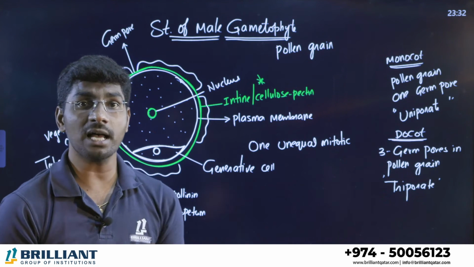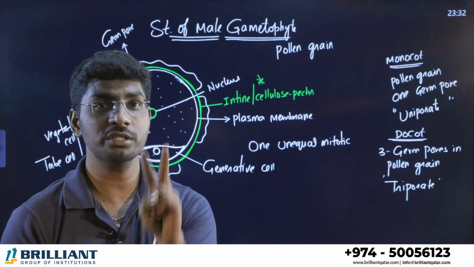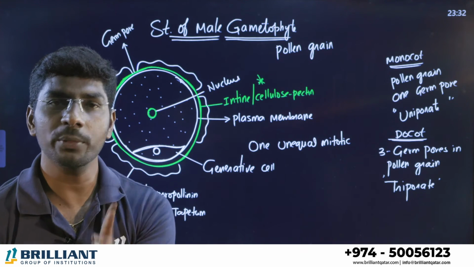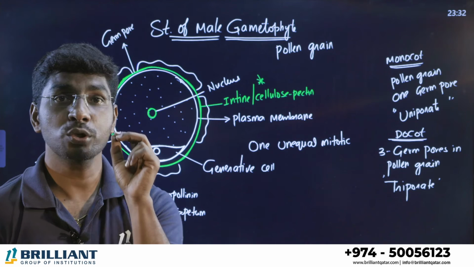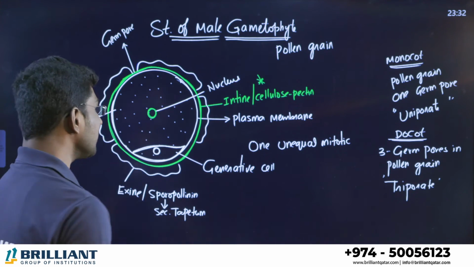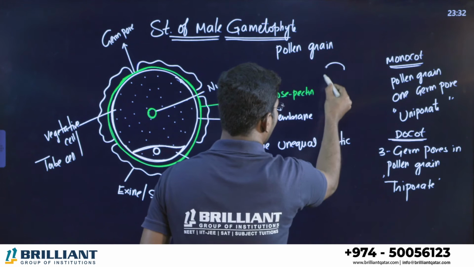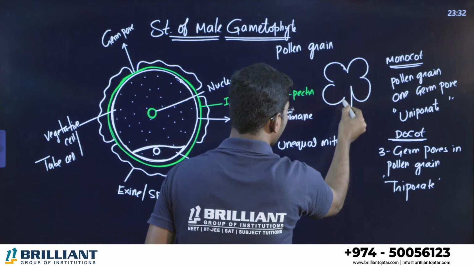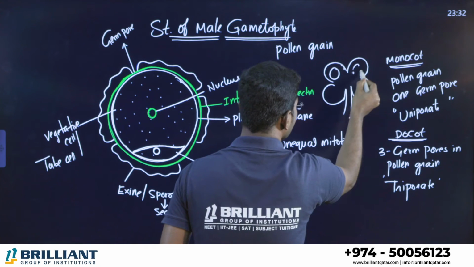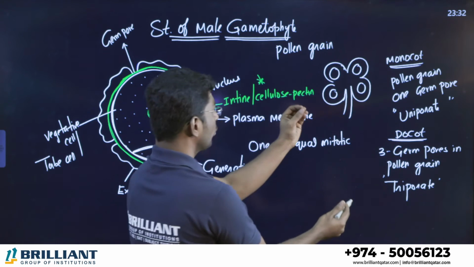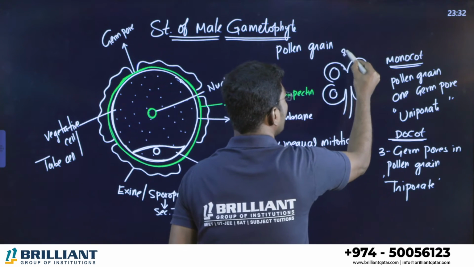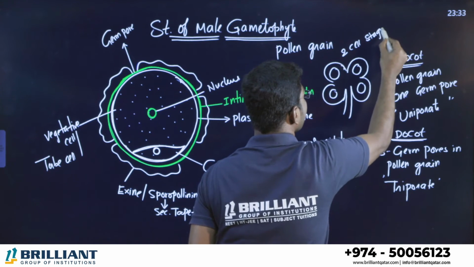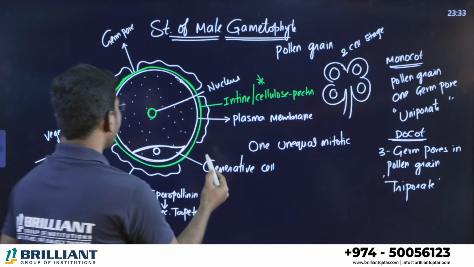Now, how many cells are there in the pollen grain? 2 cell stage. Yes or no? The larger cell is called the vegetative cell, and the smaller cell is known as the generative cell. At this stage, from the anther, from the microsporangium, we have just seen microsporogenesis, right? The anther undergoes dehiscence at the 2 cell stage, and the pollen grain is released to the outside.